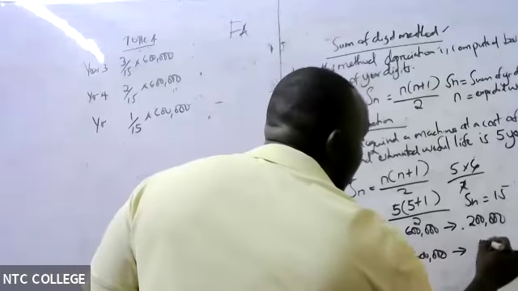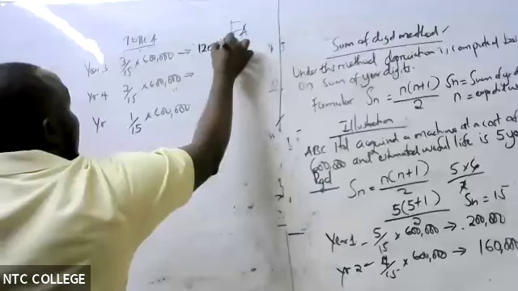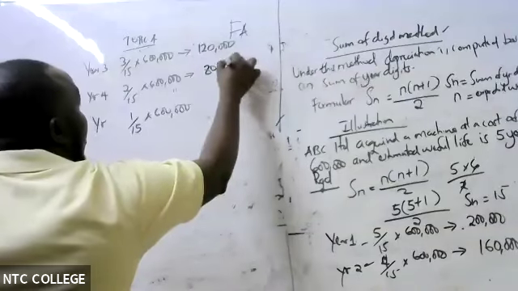So year two is 160. Is it 160? Yes. Year three is 120. Year four is 80. And lastly, that is 40,000.